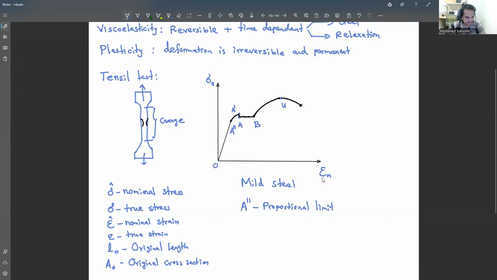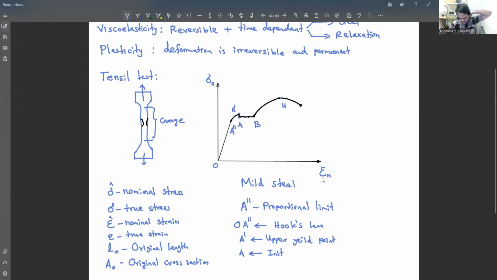Within this region OA double dash, you can apply Hooke's law. Then A dash we call the upper yield point. That means there is a small vertical drop here. Then A we define as the initial yield point. This we define as a yield point.